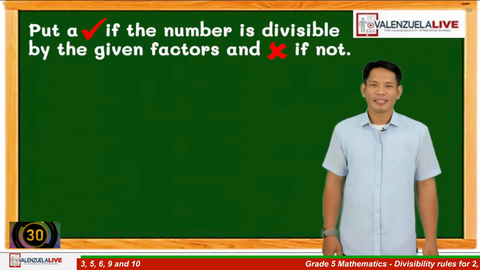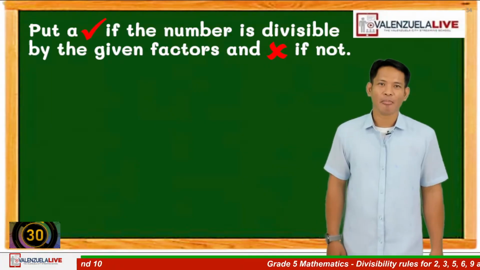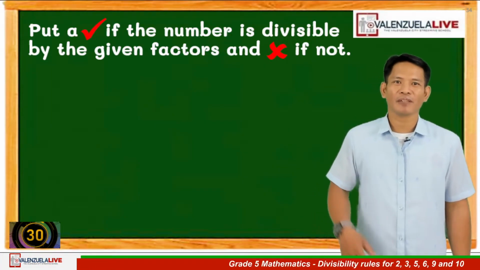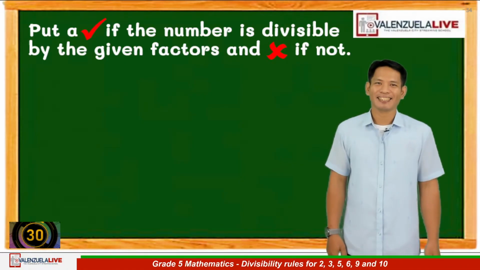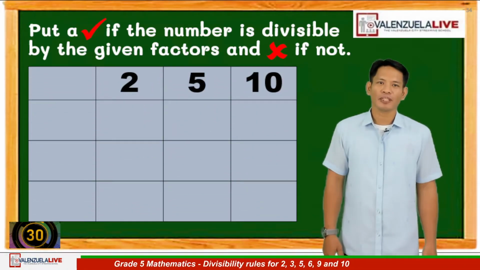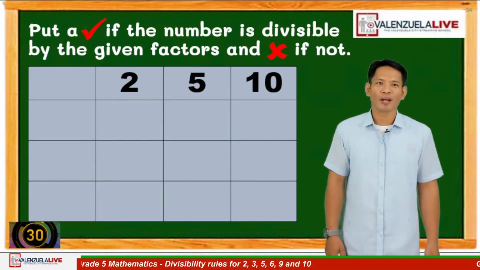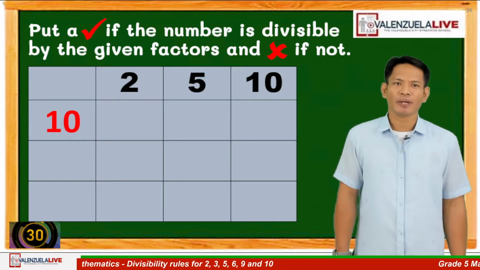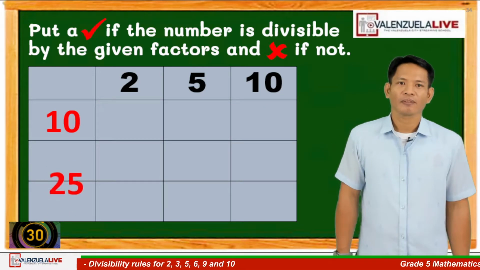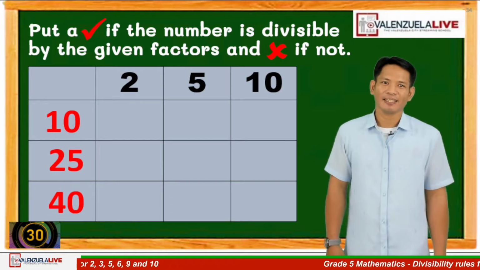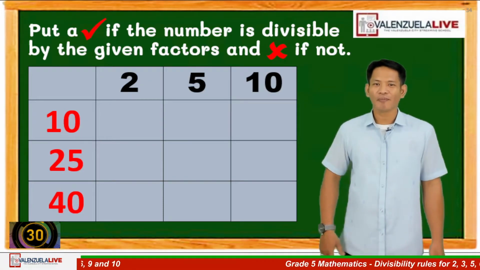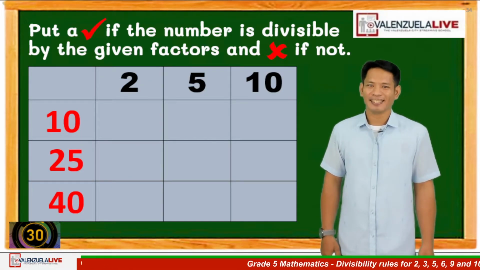Now, we have a 30-second activity. Put a check mark if the number is divisible by the given factors and X if not. Okay, so we have this table, factors of 2, 5, and 10. And these are the given numbers, 10, 25, and 40. Okay, so your 30-second timer, grade 5, starts now.